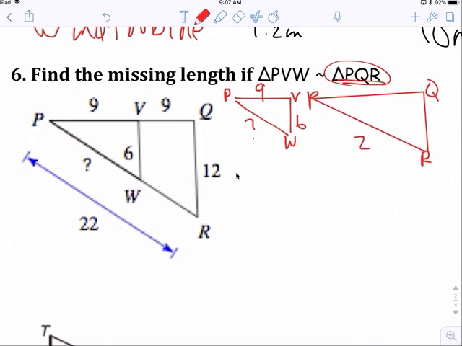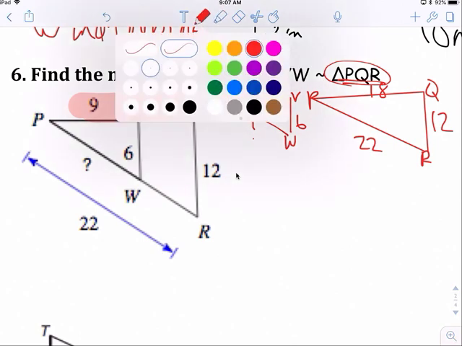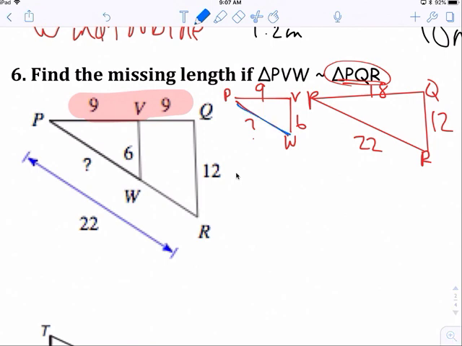They say this is 22. And then we know this is 12, and this is 18, because 9 plus 9. We know every single length on the other one. So what is the length of this right here? There are multiple ways you can do this because we know all the sides of the big triangle. But for sure we need PW, and we're going to call it X. So X over the corresponding side, which is 22.